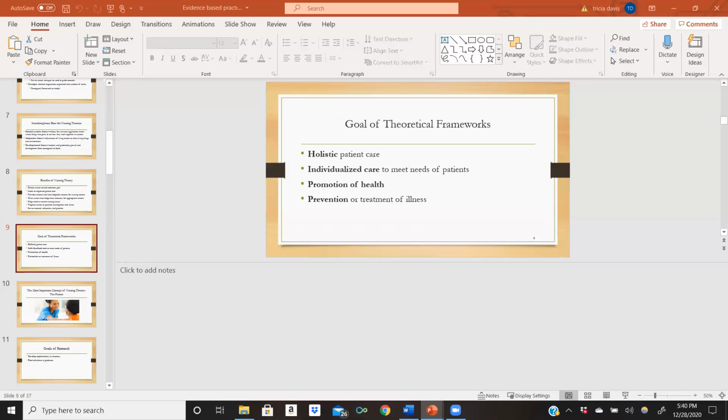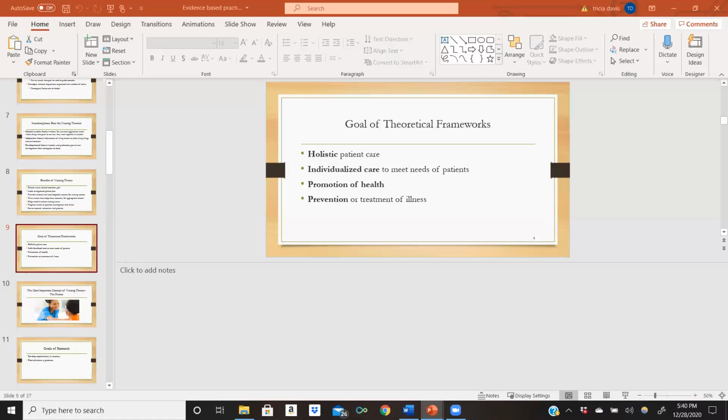We have promotion of health. So education, right? Patients might come into the hospital because they have an issue, but we're going to try and promote their health. We're going to teach them things about preventing certain issues from happening. So a lot of education is going to go on for promoting the health, and then we want to prevent certain issues from occurring so that they don't have to come back to the hospital again.